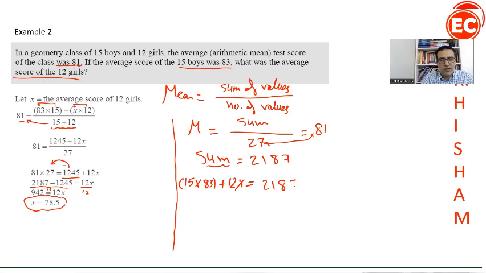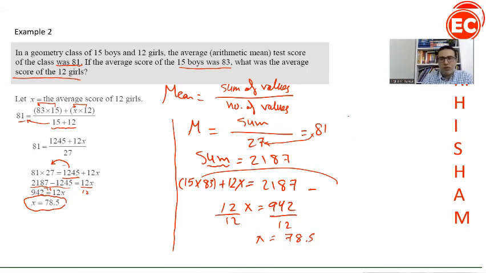So I can write it as this. I'm moving this to the other side negative. So 12X is equal to 142, divided both by 12. So the value of X is 78.5. It's very important to understand how to find the sum of the values, in case the given is the mean.